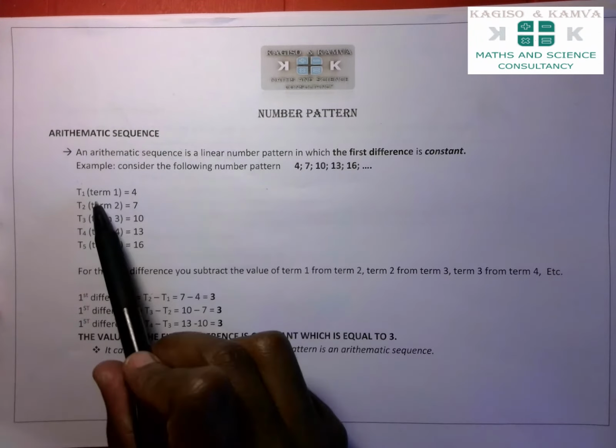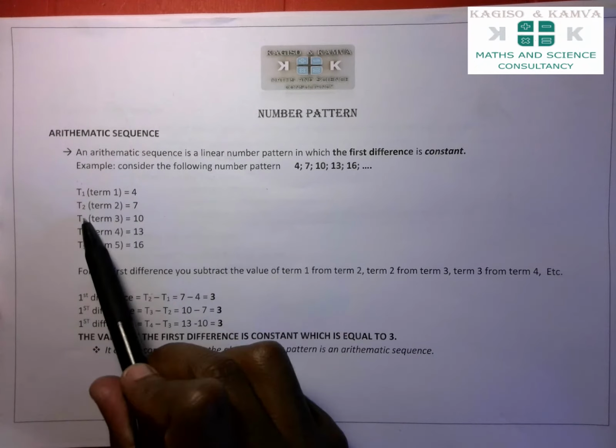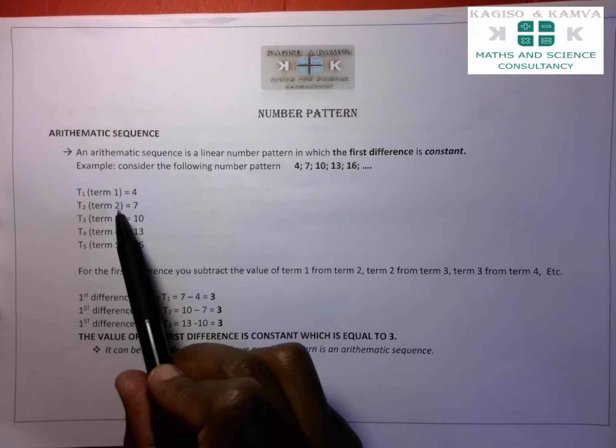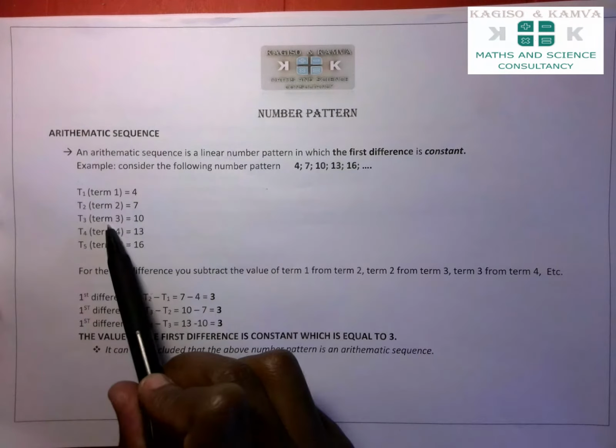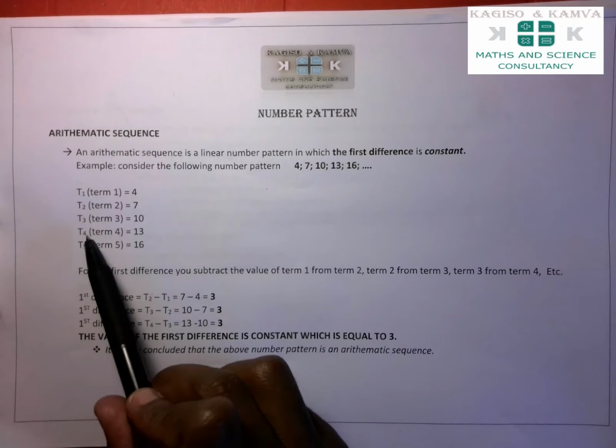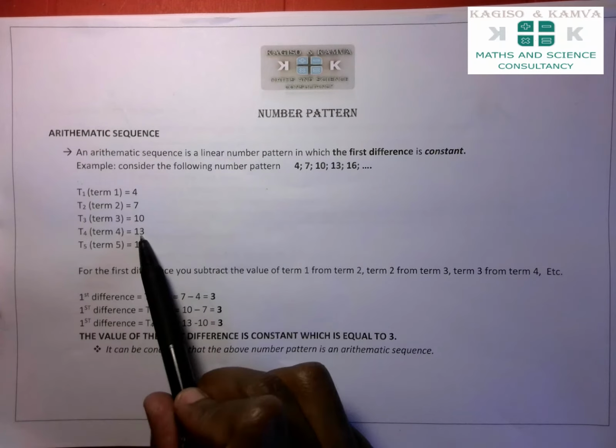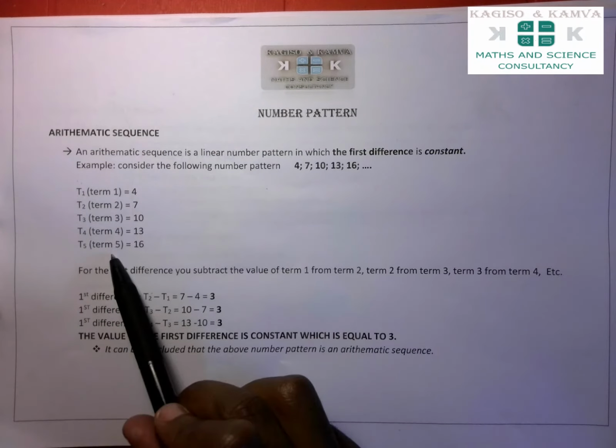Position number 2 we say is term number 2, which is 7. Position number 3, which is term 3, equals 10. And then T4 is 13, which is position number 4. Position number 5 is 16, which is term number 5.